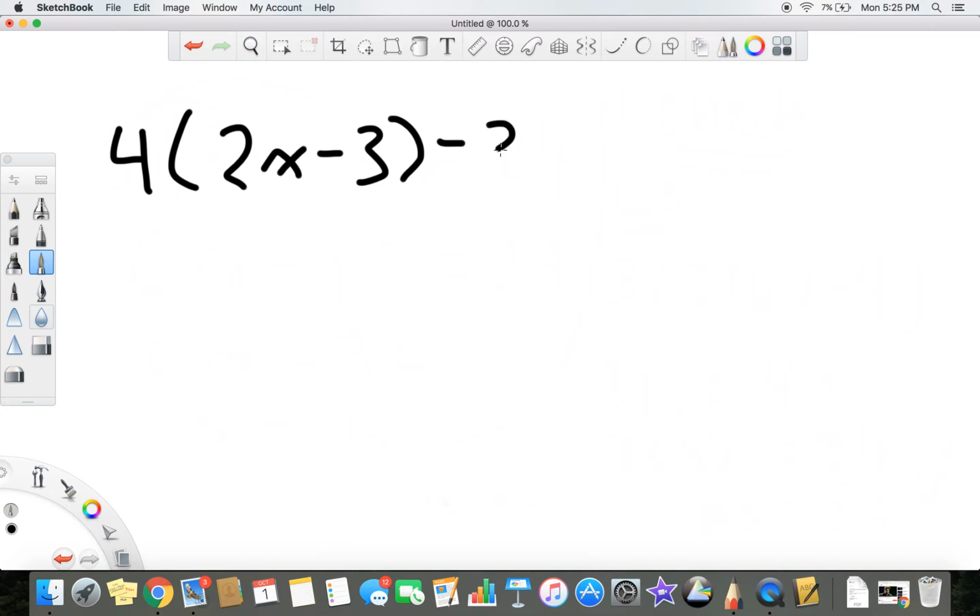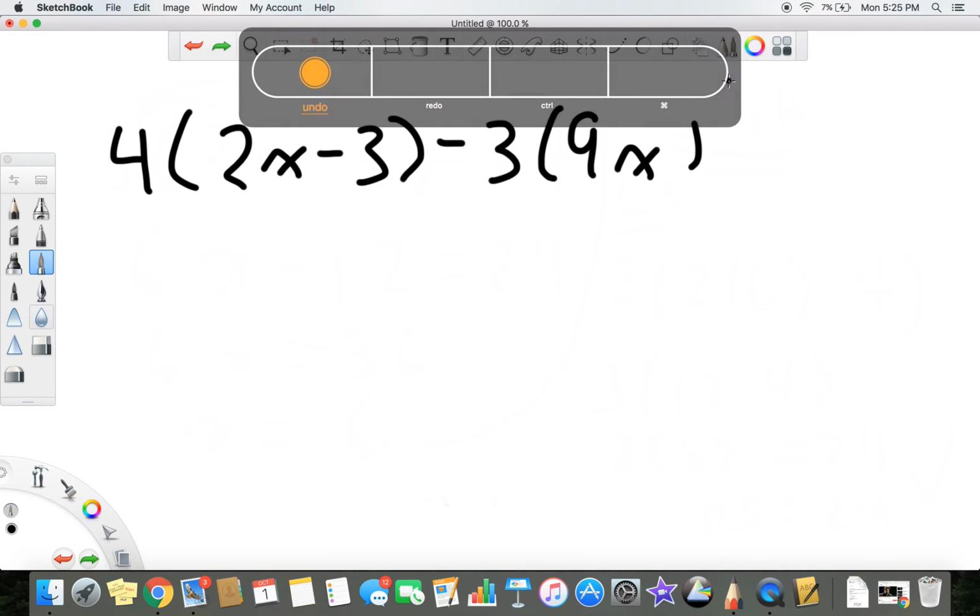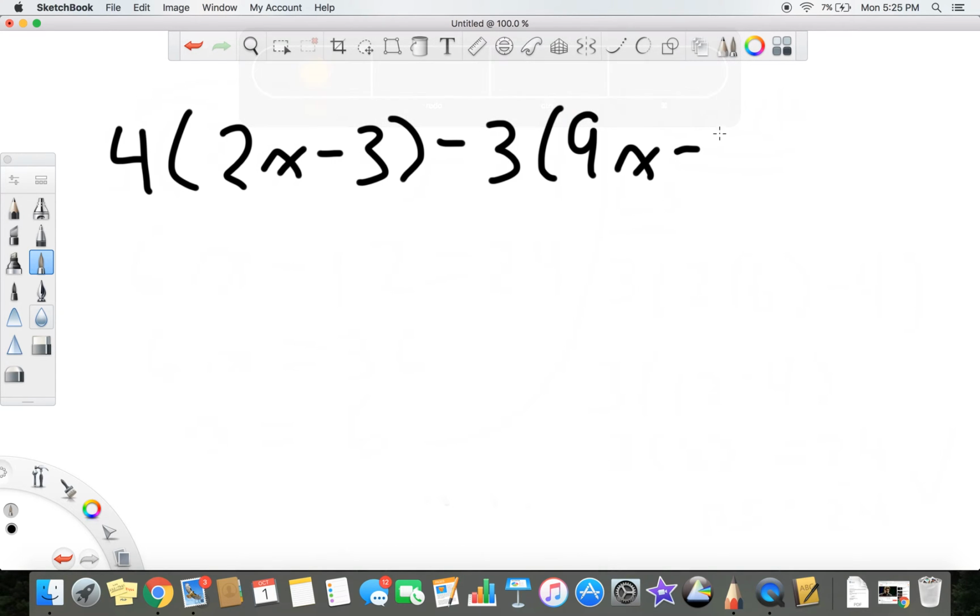Let's try a few more. How about 4 times (2x minus 3) minus 3 times (9x plus 1). Actually, let's make it a minus 1 so we can work with double minuses. Okay, well, no like terms in the brackets. Oh, actually, let's make it equal 3.